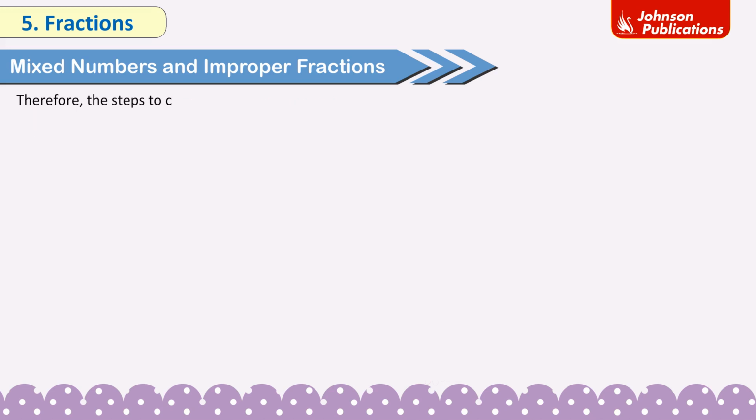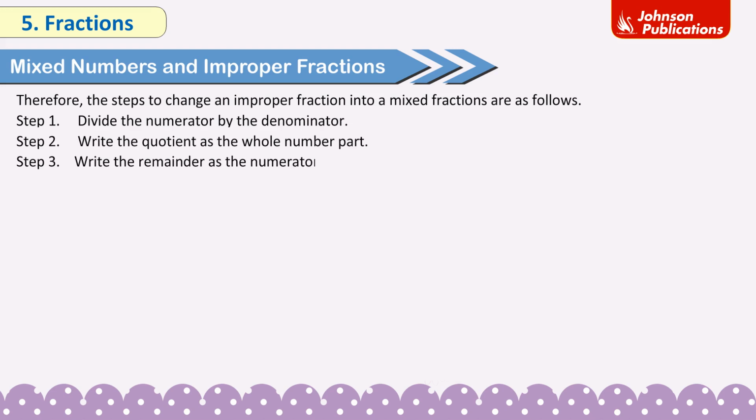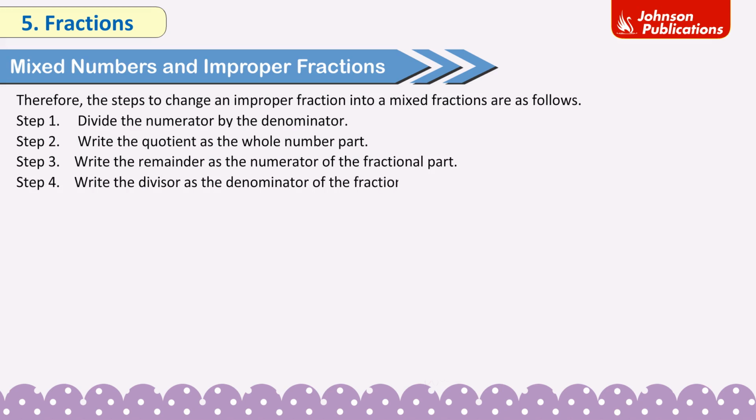Therefore, the steps to change an improper fraction into a mixed fraction are as follows. Step 1. Divide the numerator by the denominator. Step 2. Write the quotient as the whole number part. Step 3. Write the remainder as the numerator of the fractional part. Step 4. Write the divisor as the denominator of the fractional part. Mixed number is equal to quotient, remainder by divisor.